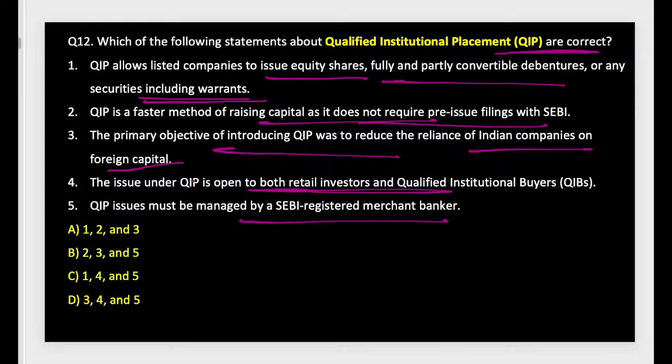Okay. So when it comes to statement 5, this is true. Statement 4: the issue under QIP is open only for QIBs, it is only for QIBs, so this is wrong. Statement 3: the primary objective of introducing QIP is to reduce reliance on Indian companies, this is also true. Statement 2: QIP is a faster method to raise capital. It does not require pre-filing with SEBI, this is also correct.